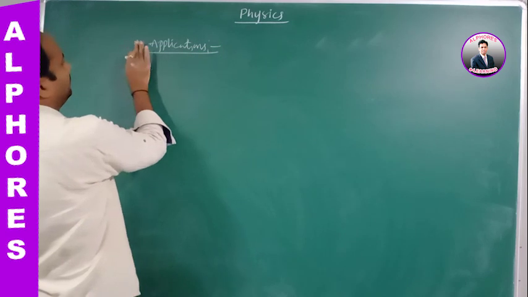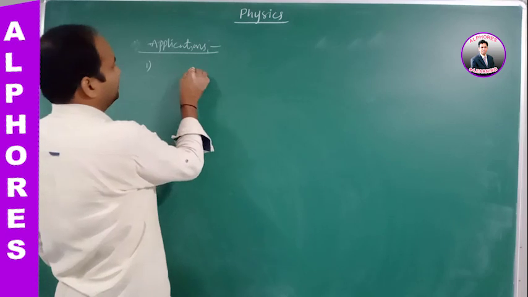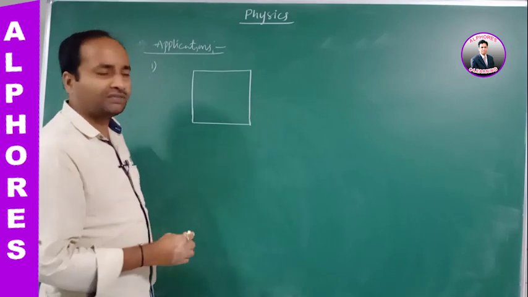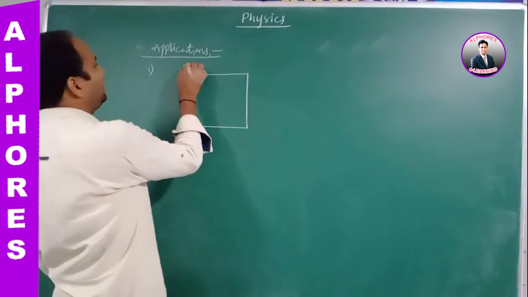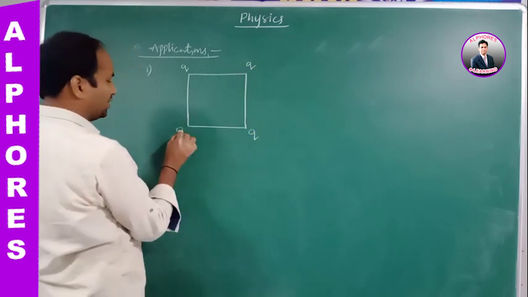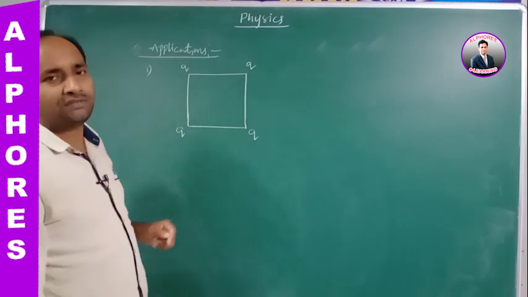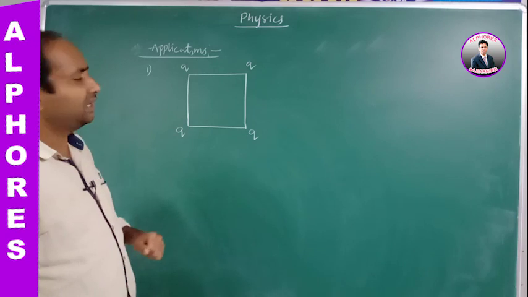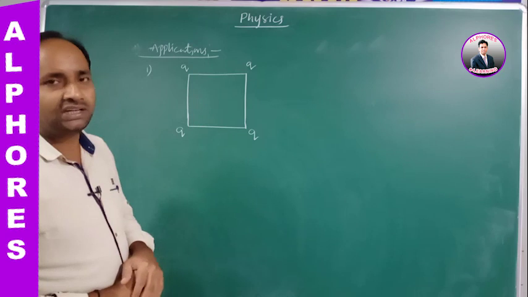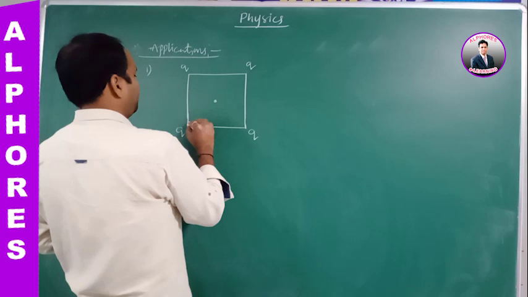First one, suppose now here we are considering a square of any side. If four identical charges, each of magnitude q, are kept at the four corners of a square, then we should calculate the resultant intensity of electric field at the center. What should be the resultant intensity of electric field at the center of the square? Okay, we should calculate here.